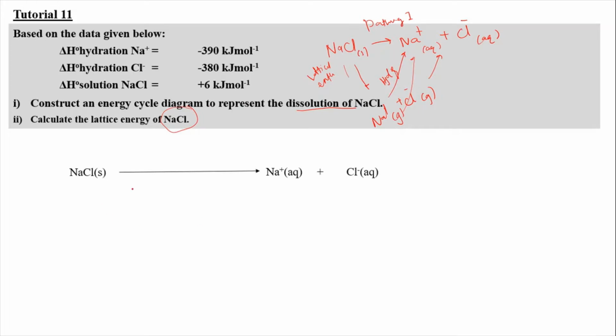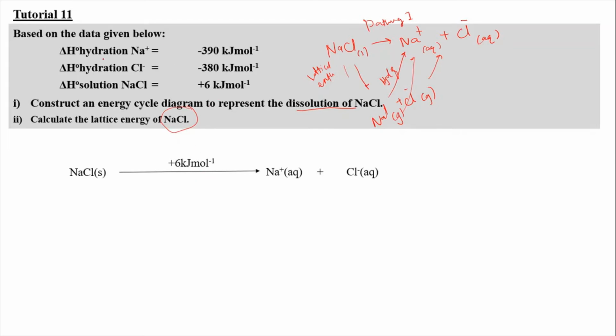So let's do it again nicely here. Okay, so for the dissolution of NaCl, it involves the ionic solid broken down in water in order to form Na plus aqueous ion and Cl minus ions. And this gives an enthalpy of solution of plus 6 kJ per mole.